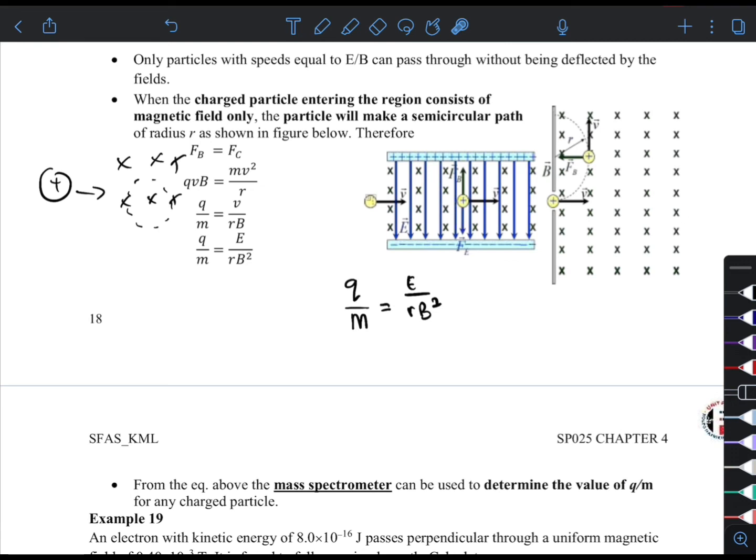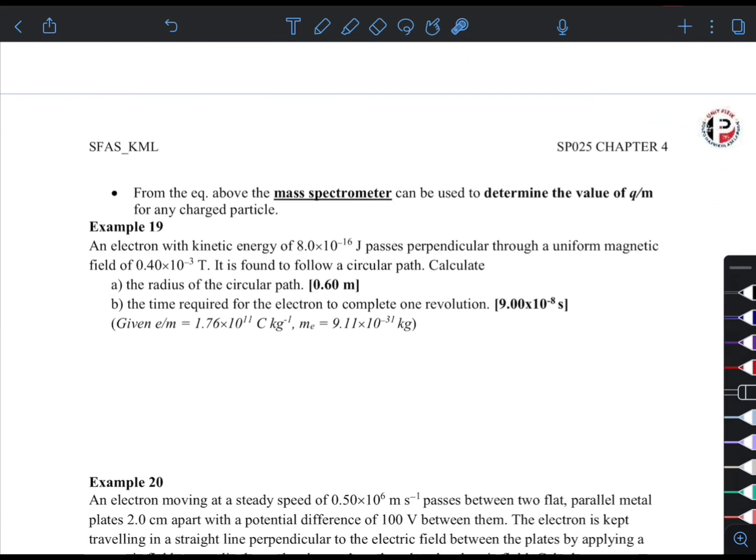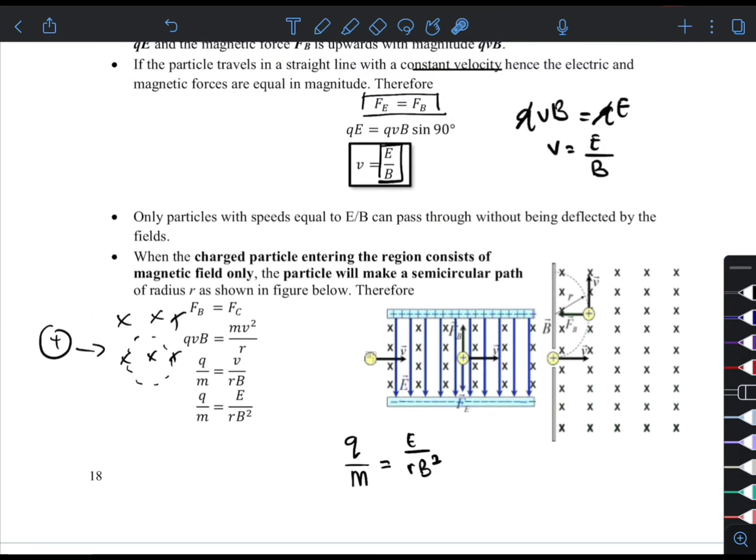Kadang-kadang kita akan ada particles yang masuk yang kita tak tahu pun apa nama particles itu. So we allow them to undergo this process so that we can identify based on the ratio what type of particles are those yang masuk tadi itu. Okay, so kena ingat equation ini, Q over M is equal to E over RB squared. Okay, that's it for 4.7.